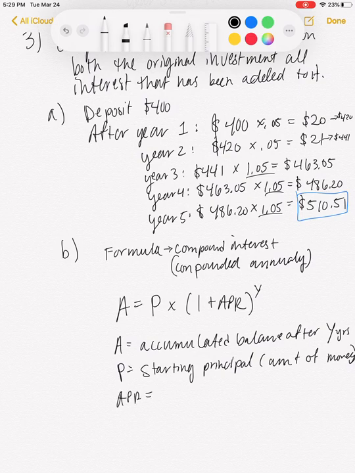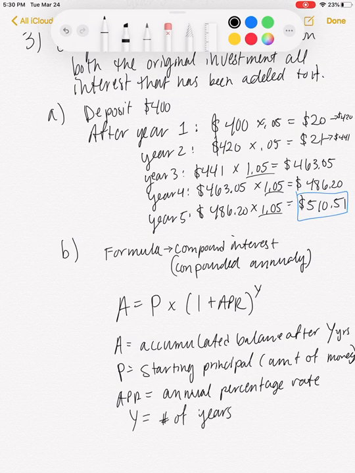APR means the annual percentage rate. That's how much they're going to calculate for your interest. They're going to take a percentage of your investment. Y is going to be the number of years. Okay, so Y is the number of years that you're in on this.